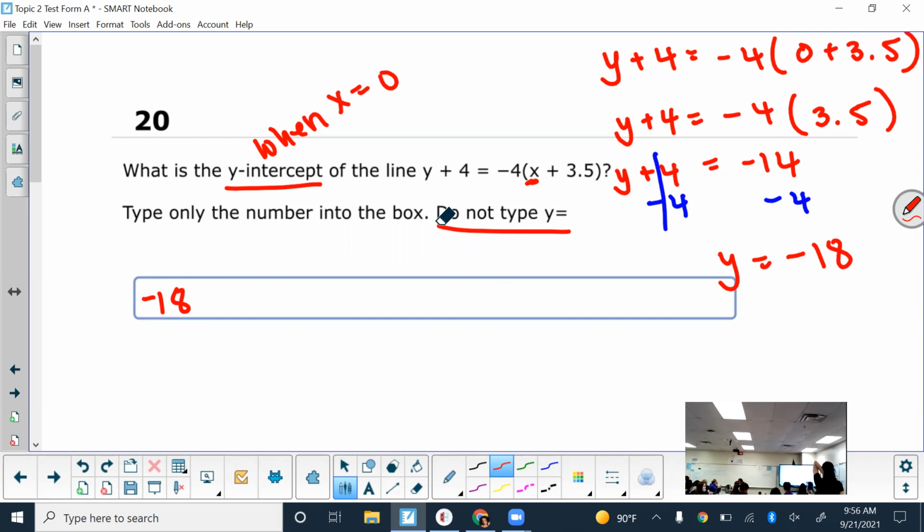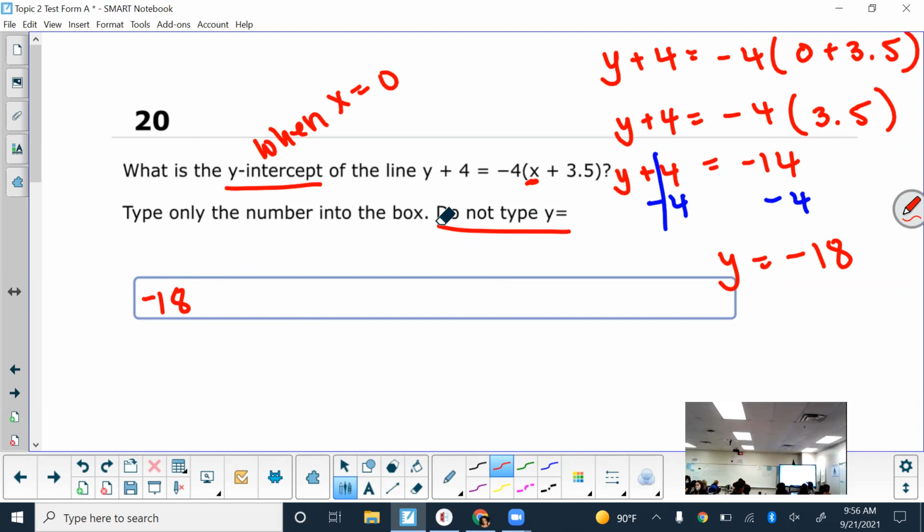Questions? Is that confusing anyone? So if it asks you about x or y-intercept, it does not matter what the equation looks like. All you're doing is plugging in 0 for either x or y. It just depends on if it wants the x-intercept or the y-intercept. Questions?